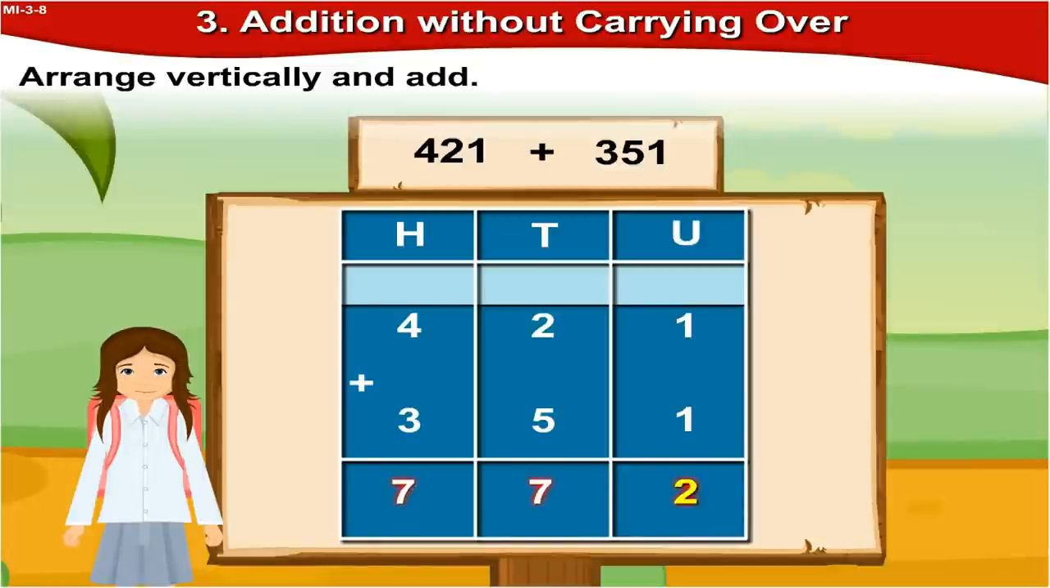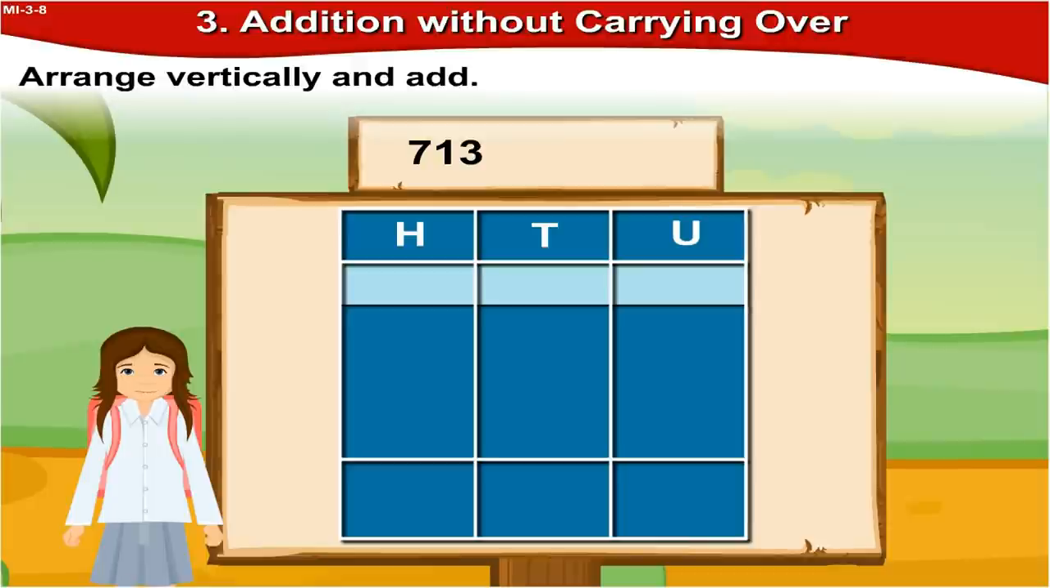Now the next one. 713 plus 205. First we'll arrange them vertically, so we'll write HTU. 713 would be 7 hundreds, 1 ten, 3 units, plus 2 hundreds, 0 tens, 5 units.